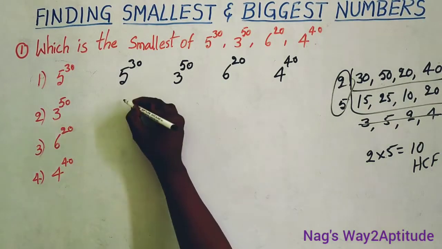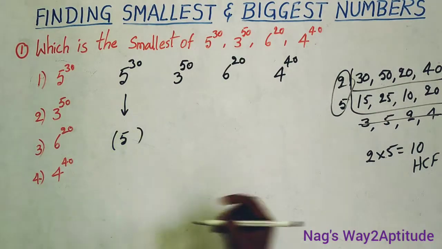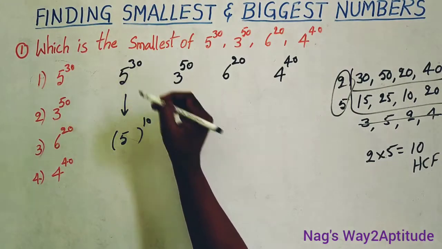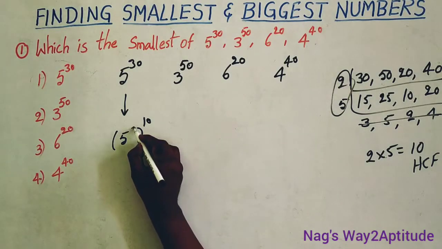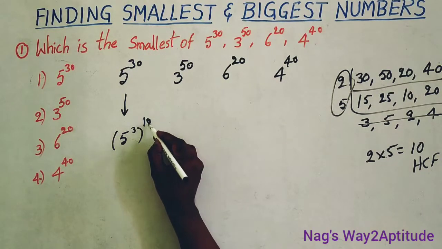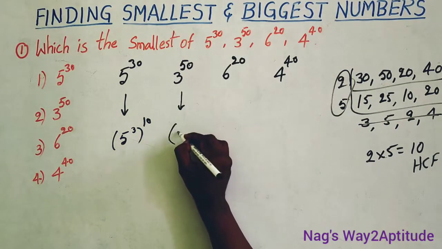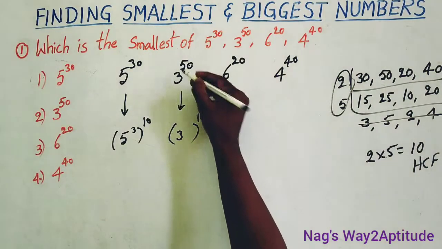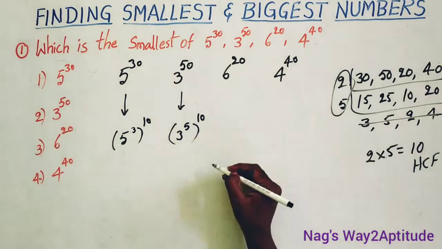So now 5 power, what is the HCF? 10. But here we need 5 power 30. What should be here to make it 5 power 30? If there is 3, then 3 into 10 is 30. It will become 5 power 30. Now you take 3 power, the HCF again 10. We need 50 here, so you take 5 because 5 tens are 50.